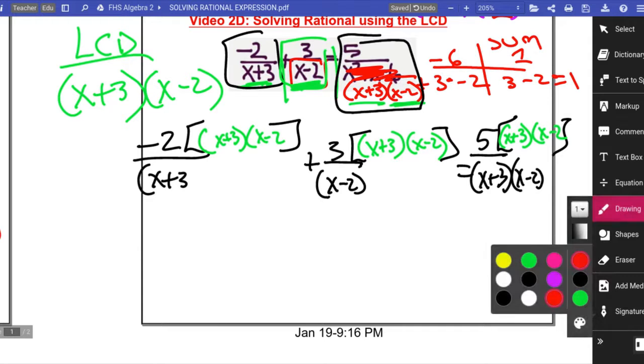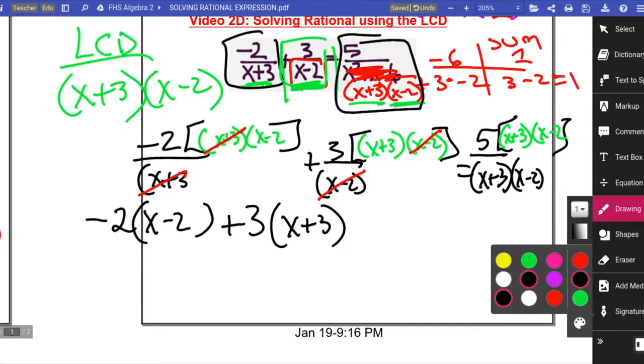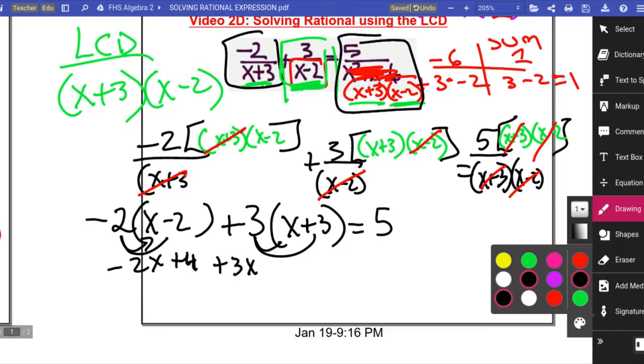Now is the crossing part. Cross, cross. You're left with negative 2, open parentheses, x minus 2, right? Let's continue. Cross, cross. You're left with 3, x plus 3, right? Equals. And then here, cross, cross, cross, cross. You're just left with 5, right? Now let's multiply. Negative 2x plus 4. Boom, boom. Plus 3x plus 9 equals 5, right?